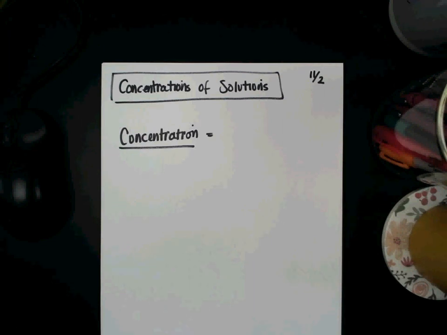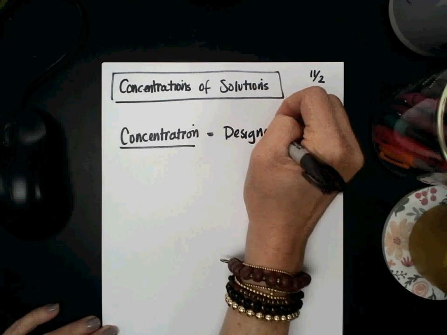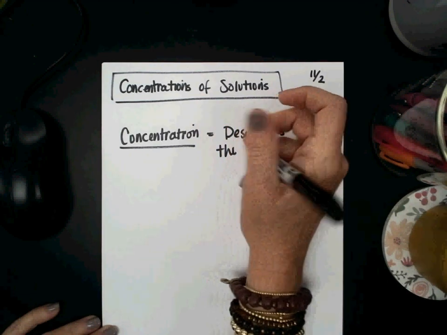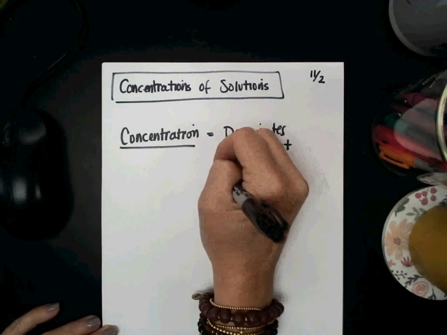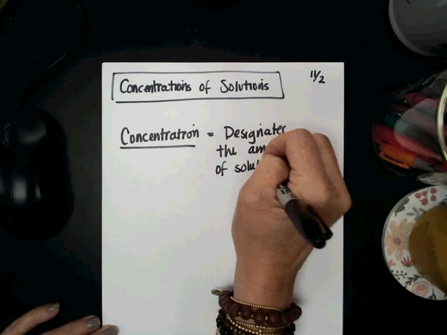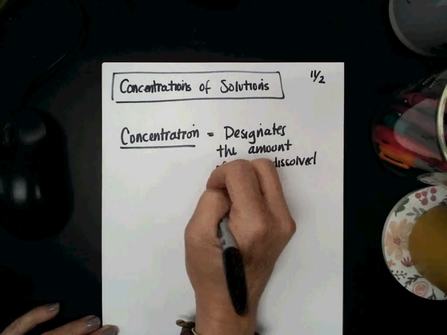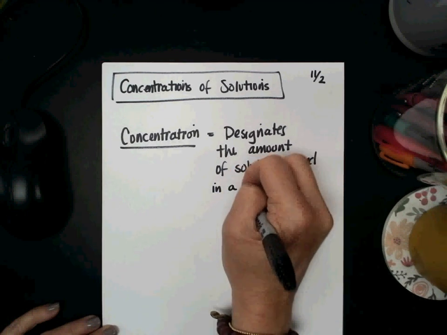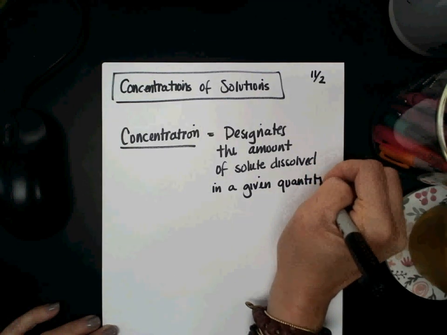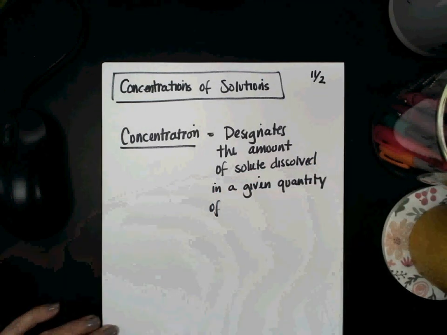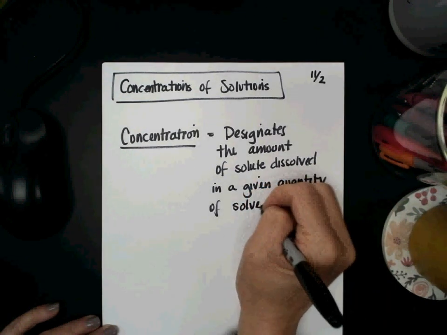Concentration simply designates the amount of solute dissolved in a given quantity or a set quantity, and what do I call the thing that does the dissolving? Okay. So it's basically how much solute is in the solvent.